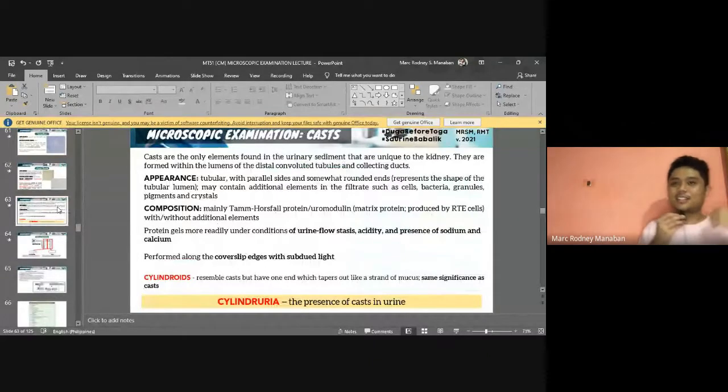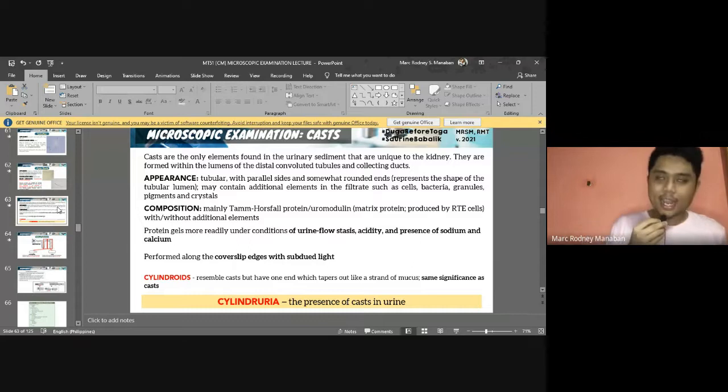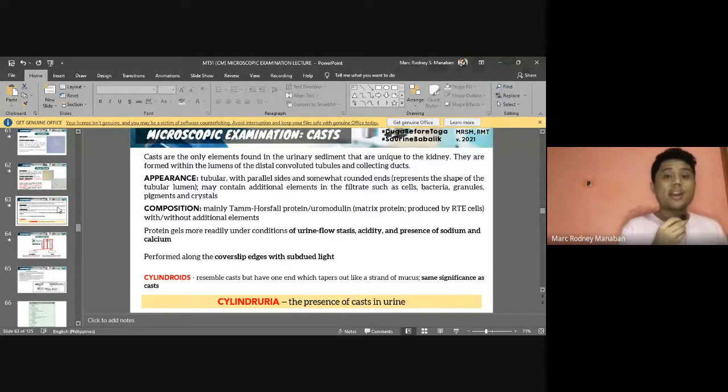All right, now we go to the main part of our discussion for today, and that is your casts. It should actually be the one we start with. So your casts are considered the unique sediment, the unique formed element found in your urine, because it is specific to the kidneys. Again, the casts can only be found in your urine, not in other body fluids.